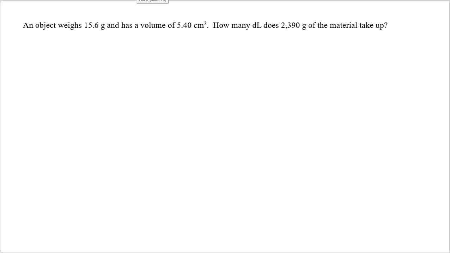An object weighs 15.6 grams, so that is a mass measurement. And it has a volume of 5.40 cubic centimeters. The question is asking how many deciliters does 2,390 grams of the material take up? There's many different ways to solve this. I'm going to do it the way that I'm most comfortable with, the way that I kind of think about when I wrote this kind of question. And then I'll show you another way that you can do it.